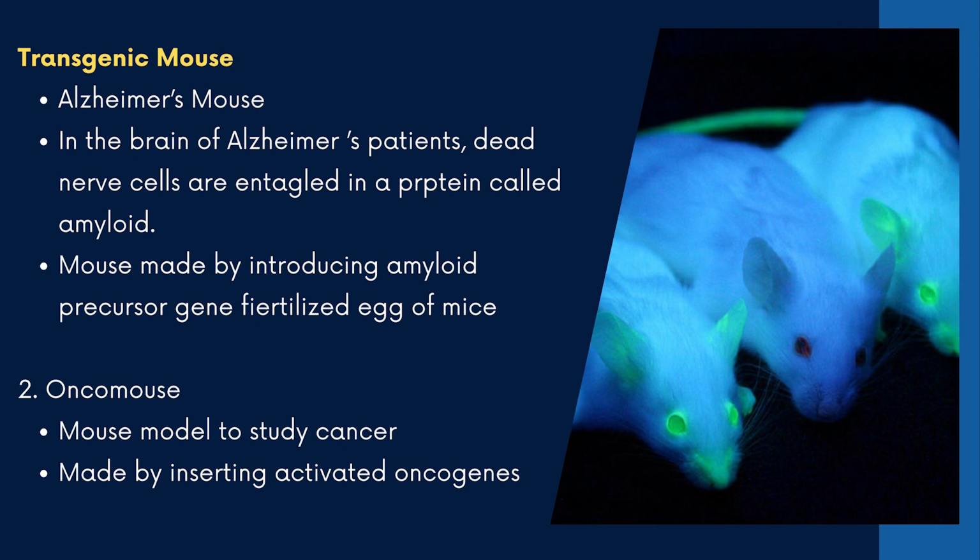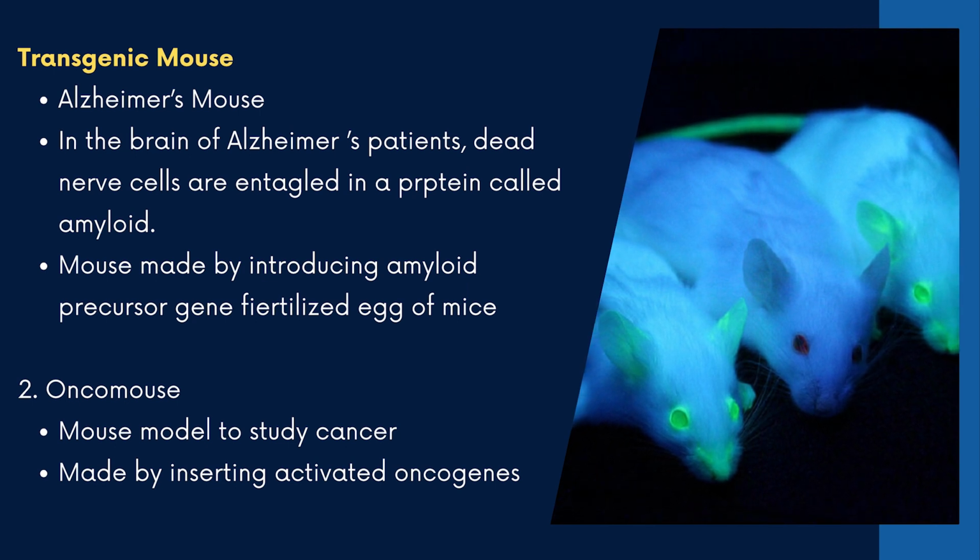In the brain of Alzheimer's patients, dead nerve cells are entangled in a peptide called amyloid. The mouse is made by introducing the amyloid precursor gene into the fertilized egg of mice. The next example is the onco mouse, a mouse model to study cancer, made by inserting activated oncogenes.